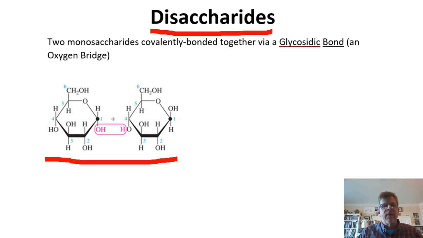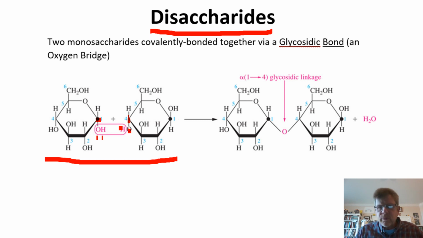We'll look at HOH, that's water, and what is left, carbon, oxygen, carbon, is going to be ultimately connected together. So here we have 2 monosaccharides which are covalently bonded together into a disaccharide by a specific type of bond, and that is known as a glycosidic bond.